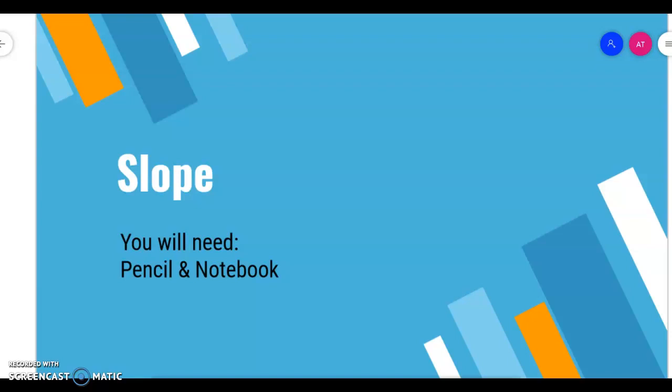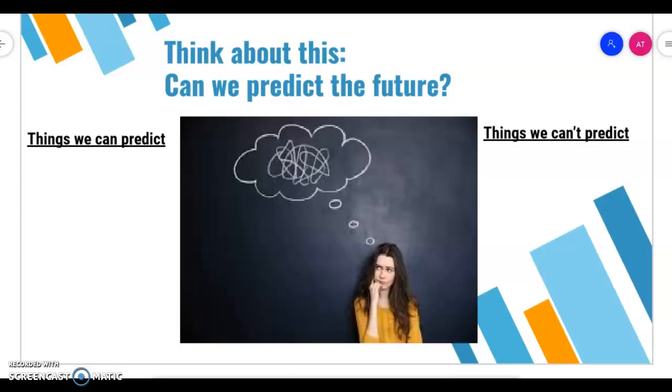So let's get started. I want you to think about some things that we can predict in the future. What do you think you can predict? What do you think you can't predict? We kind of can predict that eventually we will die, but we cannot predict how we're going to die, when we're going to die, what time, any of those things. Another thing that we can and kind of can't predict is the weather. We can predict what it could be, but sometimes it ends up being what it actually is and sometimes it doesn't. So think about what we can and can't predict in life.